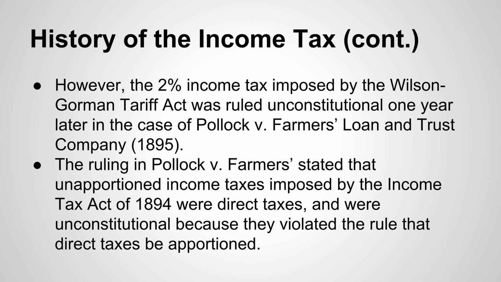However, the 2% income tax imposed by the Wilson-Gorman Tariff Act was ruled unconstitutional 1 year later in the case of Pollock v. Farmers Loan and Trust Company in 1895. The ruling in Pollock v. Farmers stated that unapportioned income taxes imposed by the Income Tax Act of 1894 were direct taxes and were unconstitutional because they violated the rule that direct taxes be apportioned.